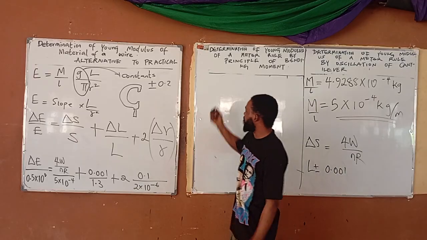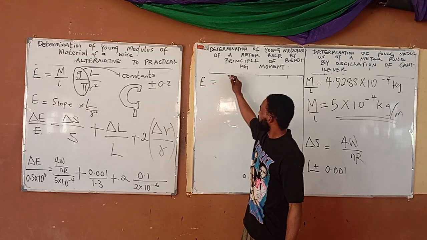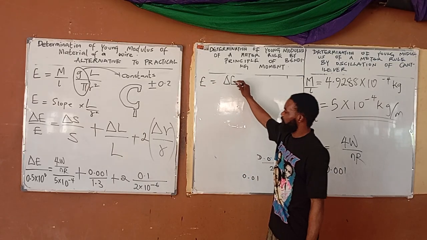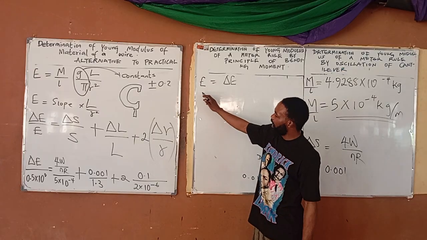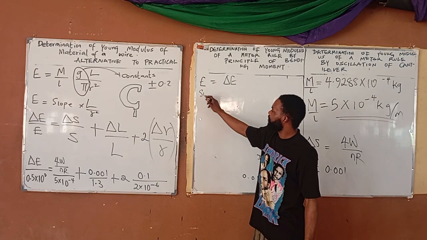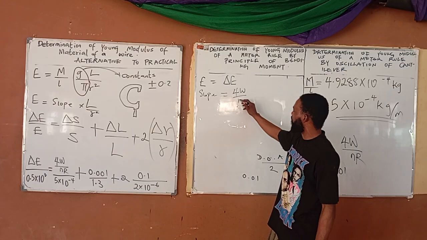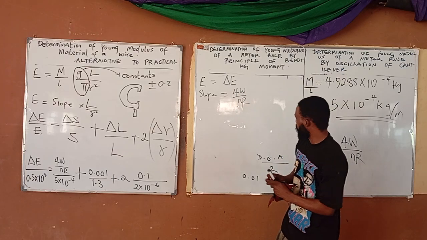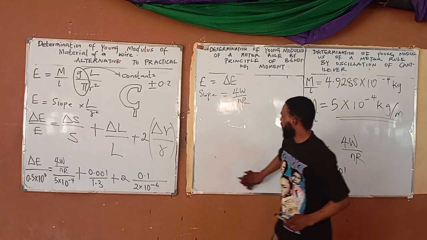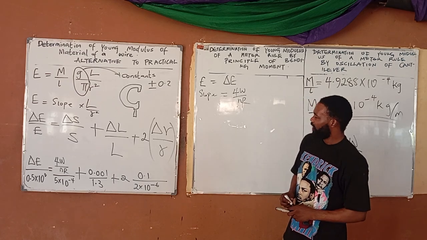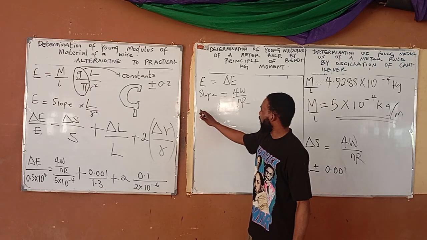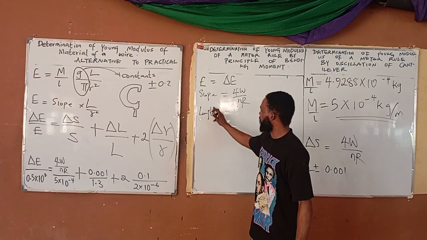Because as I'm doing this one, I am getting carried away. But see, I have E. Did they give me a change in E? They did not give me. I have the slope. I know that the change in slope will simply be 4W over NR, right? Please, let's do it this way. Then, the length. I am giving length to be 130, right?